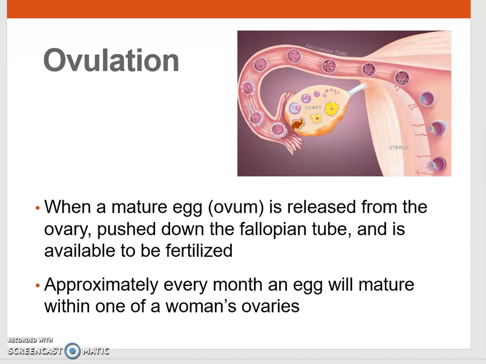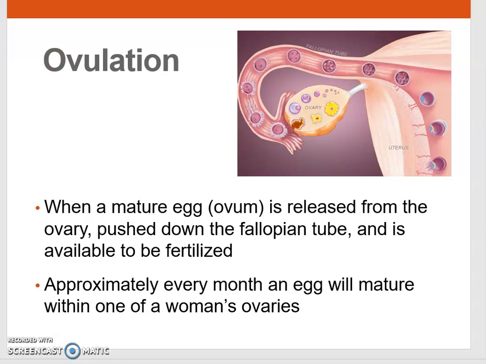And when we talk about ovaries, of course, we can't ignore ovulation. This is when a mature egg, known as an ovum, is released from the ovary. It's pushed down the fallopian tube. And by the way, it's helped down the fallopian tube by aid of peristaltic contractions, much like the peristaltic contractions that we explored in the GI chapter. It's moved down the fallopian tube and is available to be fertilized.